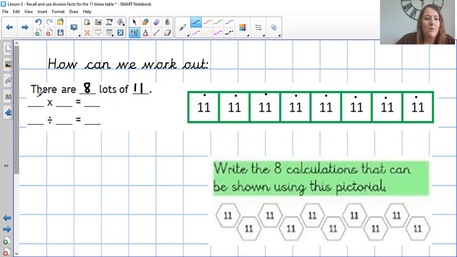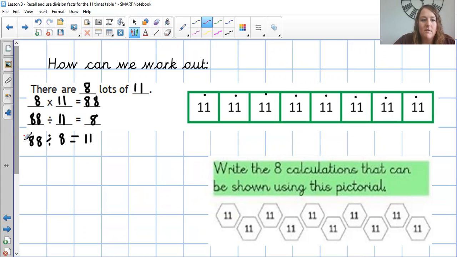Brilliant. Okay, hopefully you worked out that 8 times 11 is 88. And you could have shown this division in 2 ways. You could have shown me 88 divided by 11 is 8, or 88 divided into 8 is 11. And actually, if I'm being really picky, this picture shows this bottom division, because it's divided into 8 equal parts, but it doesn't matter if you used that one as well.